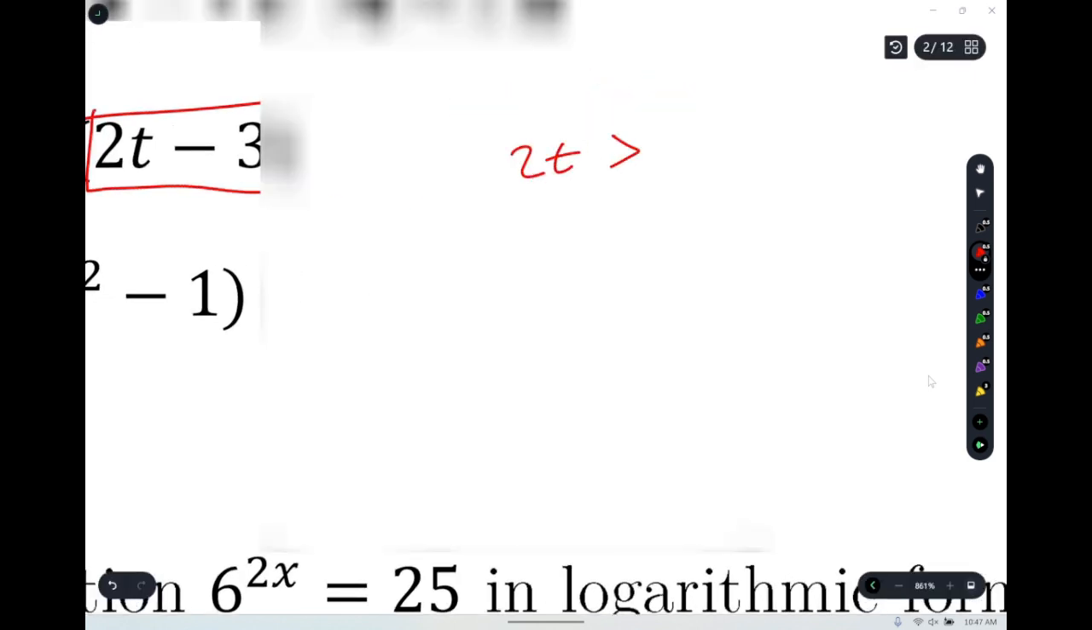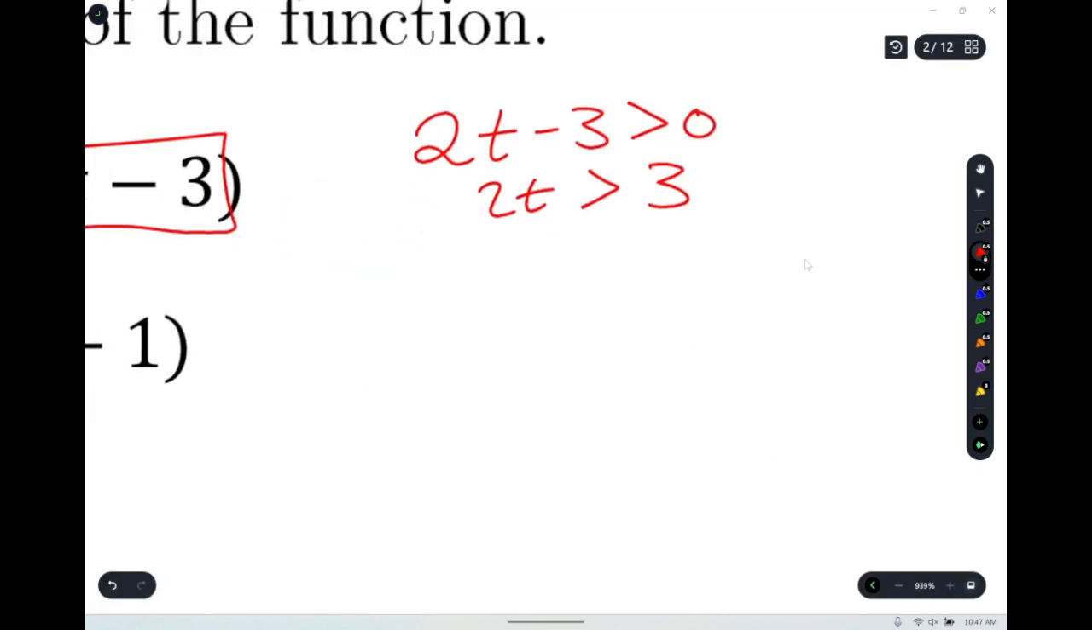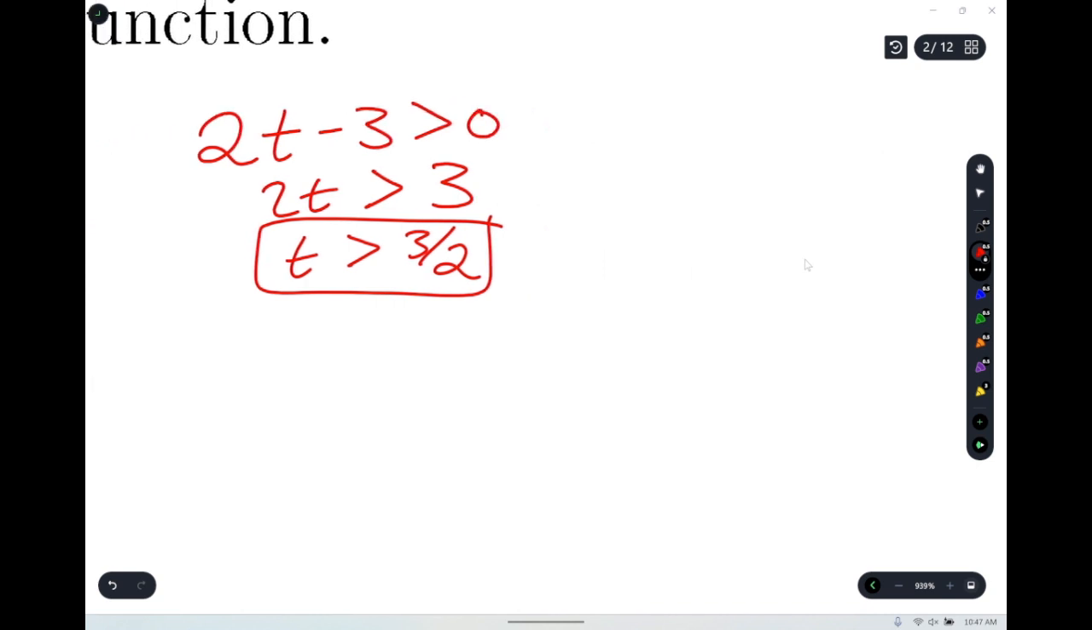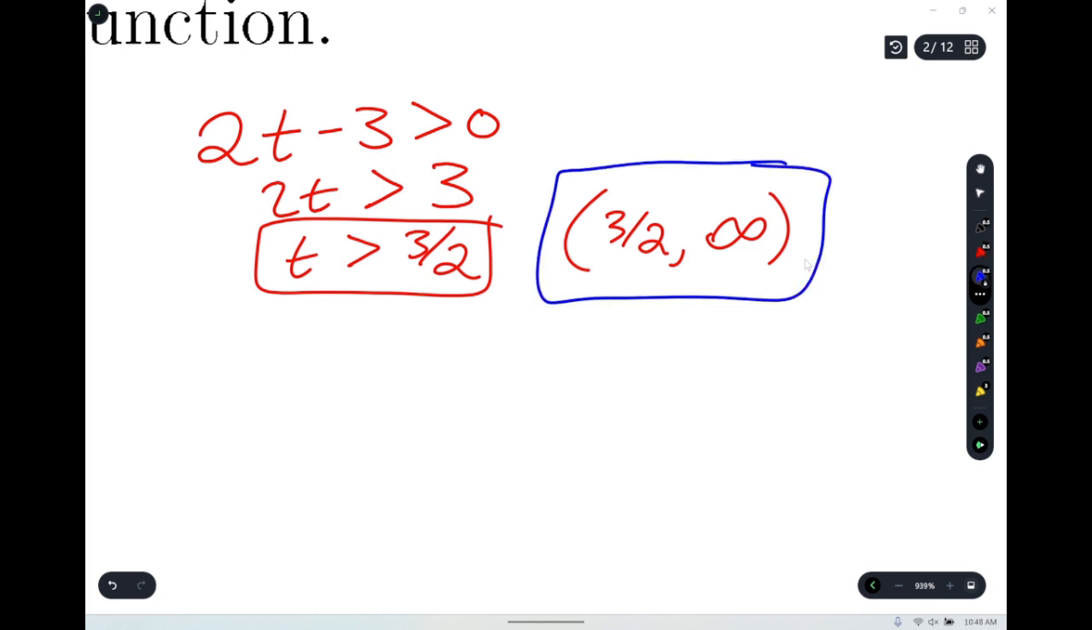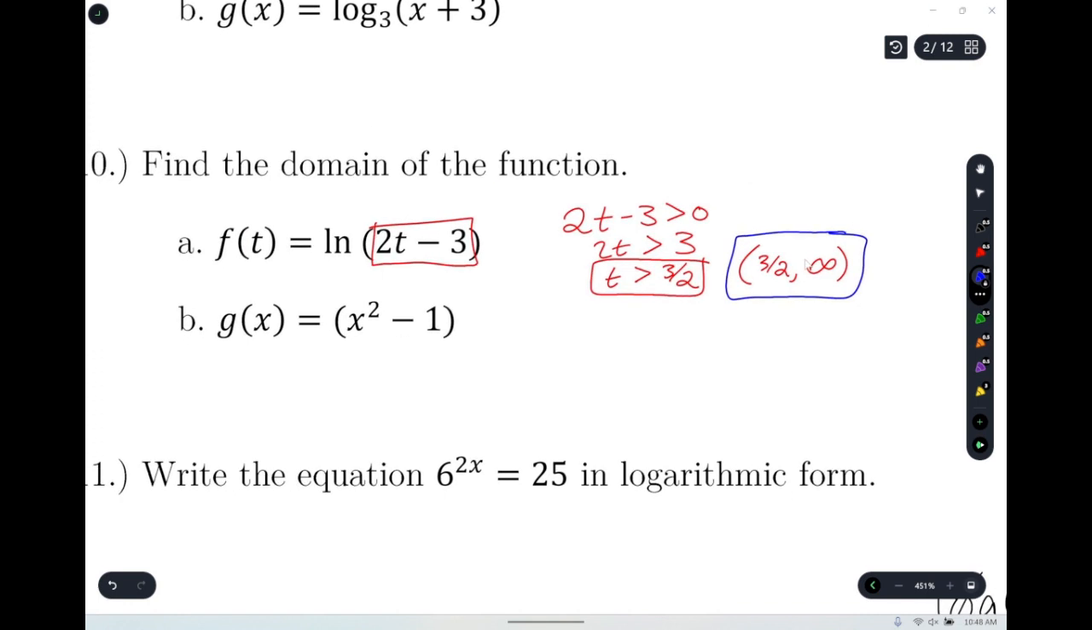2t is greater than 3. T better be bigger than 3/2. In domain speak, that is 3/2, comma, infinity. That just comes from knowing that the... Oh, I guarantee you, there's another typo. I guarantee you that was supposed to say ln right there. Otherwise, it's just all real numbers, which is cool, too.